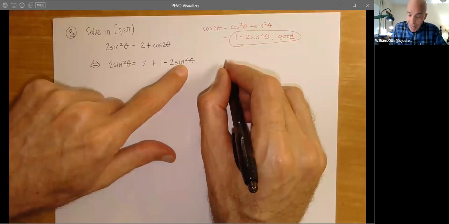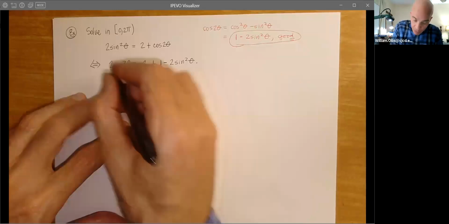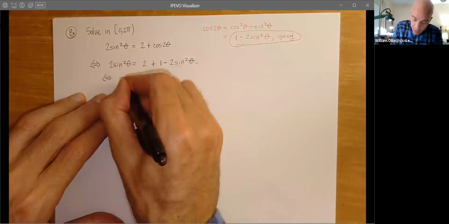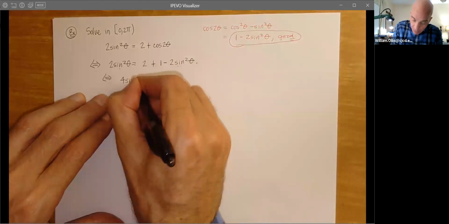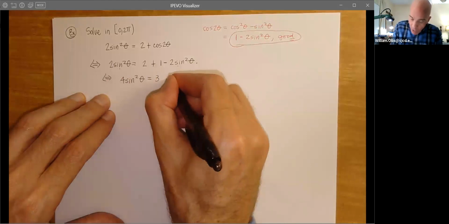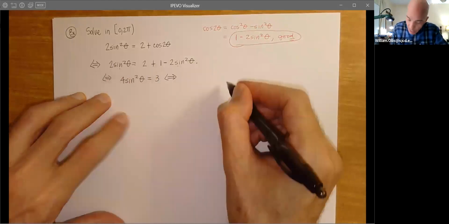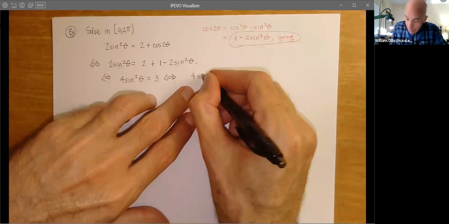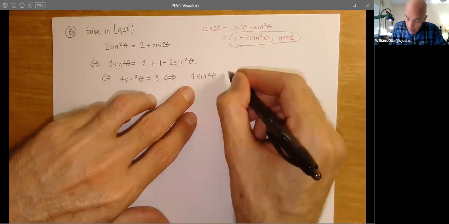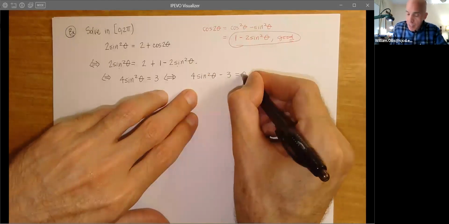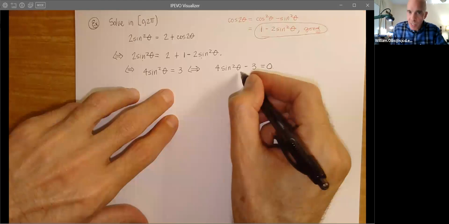So now let's just combine everything. This will be equivalent to, well, let's just add this term to this term. That gives us 4 copies of sine squared theta equals 3. Now, of course, we can put everything on one side and factor. So we get 4 sine squared theta minus 3 equals 0.